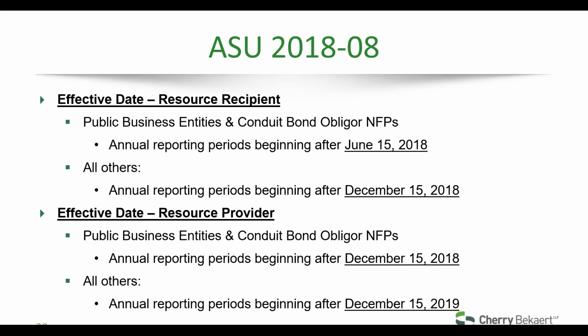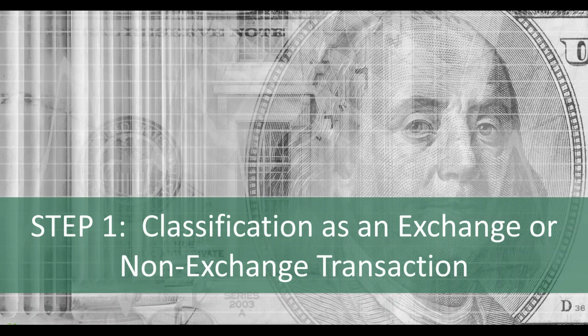One of the things that has already come up that people have asked is, what if you are a resource recipient, so you actually receive contributions and grants, but you also make contributions and grants? You can have a choice to have the two different implementation dates, or you may simply say, I'm going to adopt it for both gifts that I receive and gifts that I make, and I'm going to use the earlier of the dates. So that's one of the things that you should consider for those that are in that unique bucket. So let's begin.